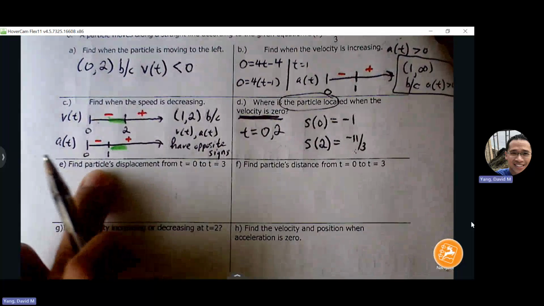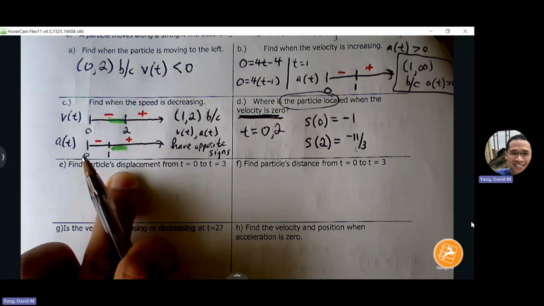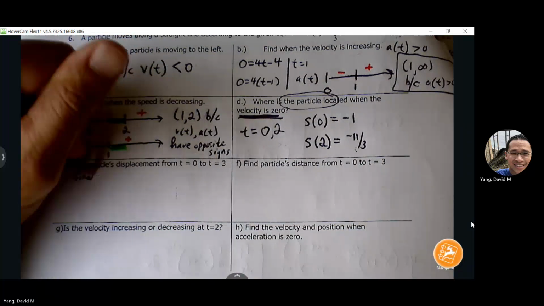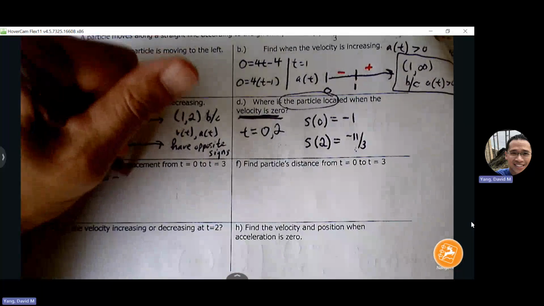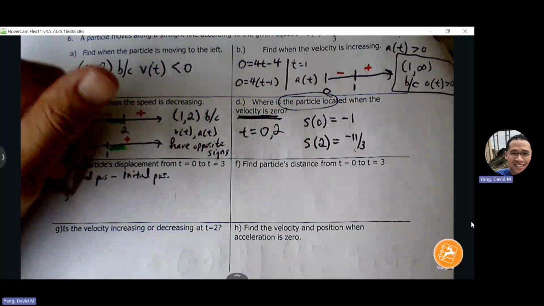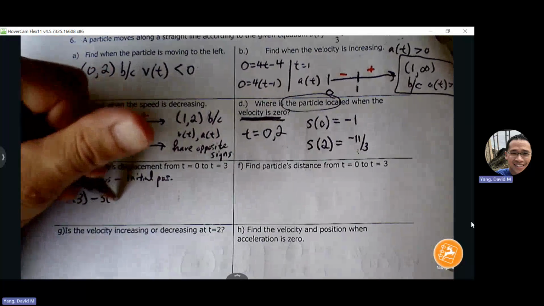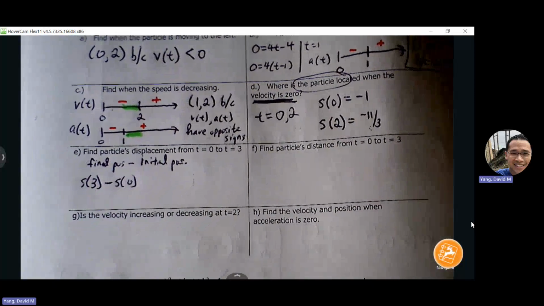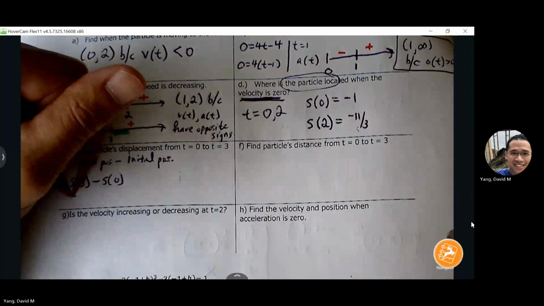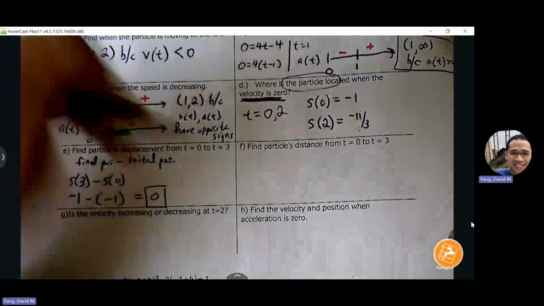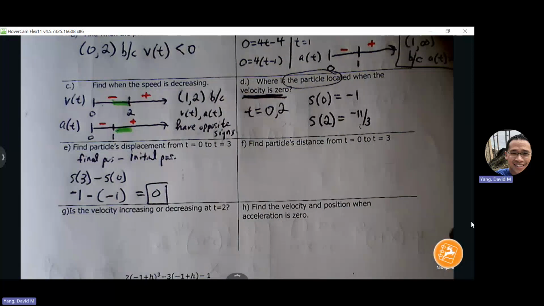Okay, part E, find the particle's displacement. What's the formula for displacement? Yep, final position minus initial position. So we don't touch velocity, we just use position. S(3) minus S(0). If we get a positive number, great. If we get a negative number, great. We just take whatever number they give us. Okay, so actually, they end up being in the same spot, so my displacement is 0.